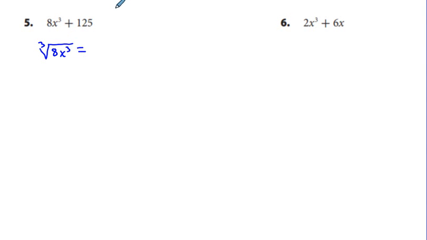If we have a cubed, this is going to be a sum of cubes, a cubed plus b cubed is equal to quantity a plus b times quantity a squared minus ab plus b squared.